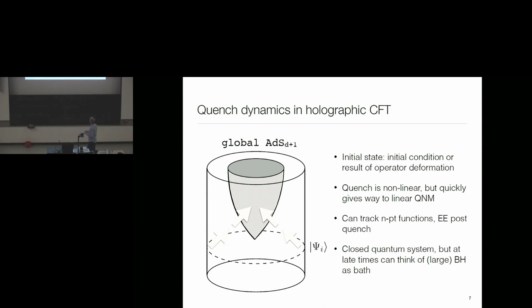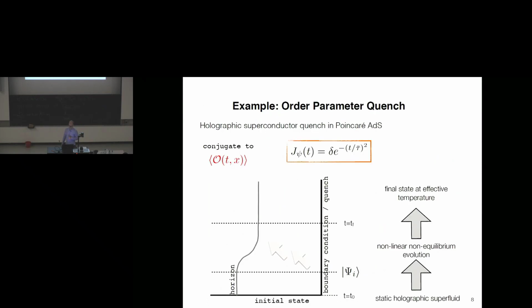But more importantly, every time we do this, we find that this quench is something very nonlinear, but in holography, it very quickly gives way to linear physics of the quasi-normal modes, these QNMs. And studying it either through the quasi-normal modes or fully nonlinearly, we can track correlation functions, entanglement entropy, post this quench, and we can extract interesting physical quantities. And okay, this last thing is just a parenthetical remark. Basically, you can study thermalization of closed quantum systems in this way.